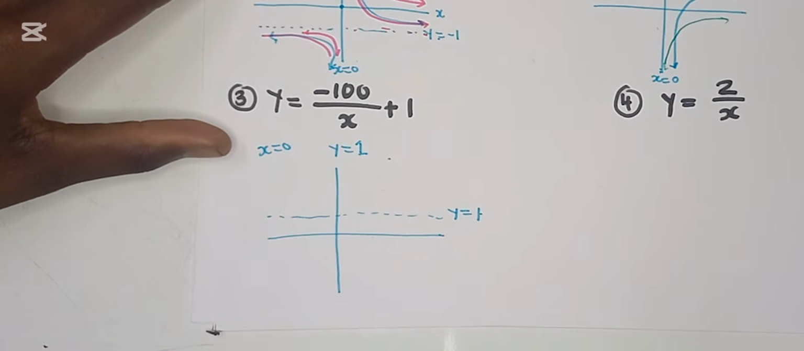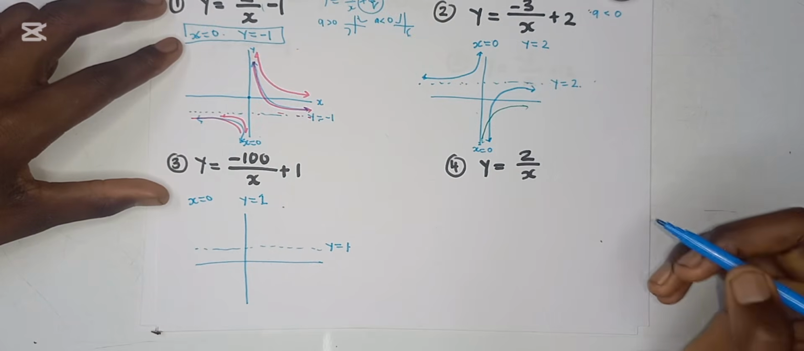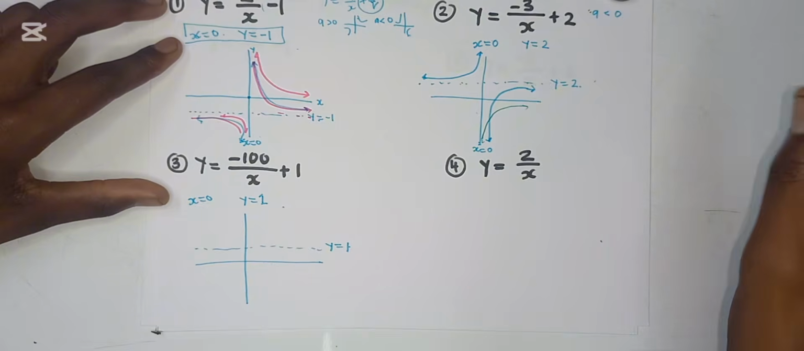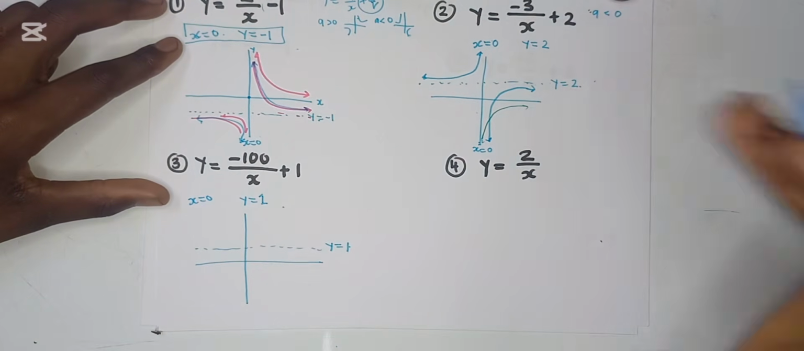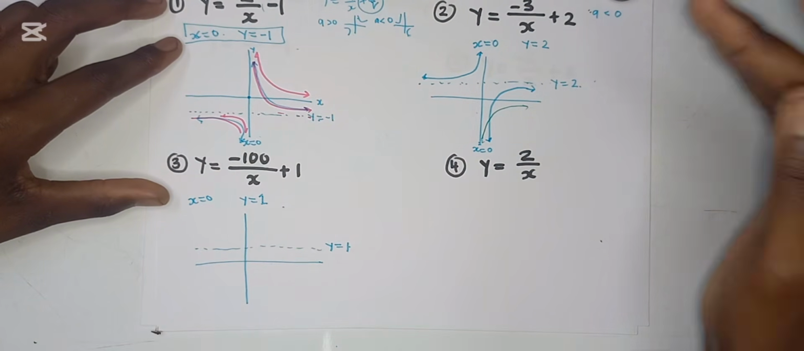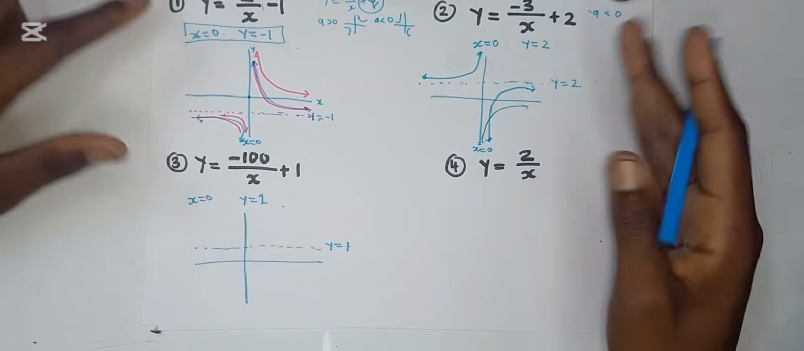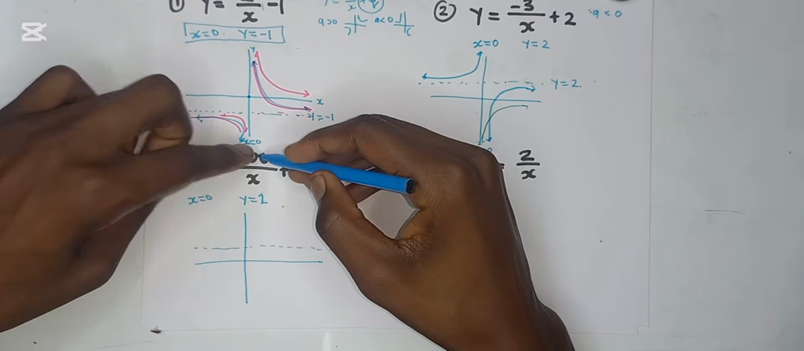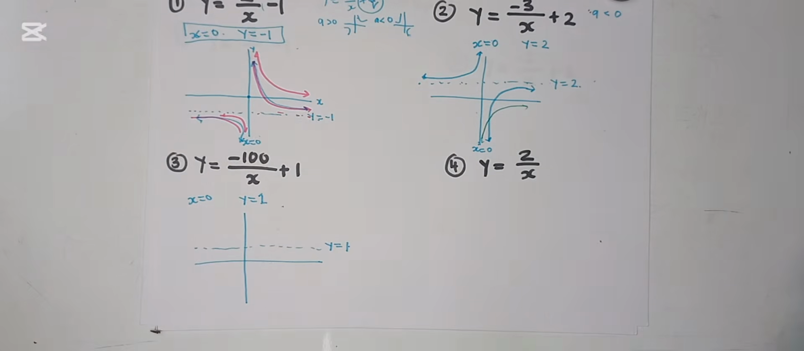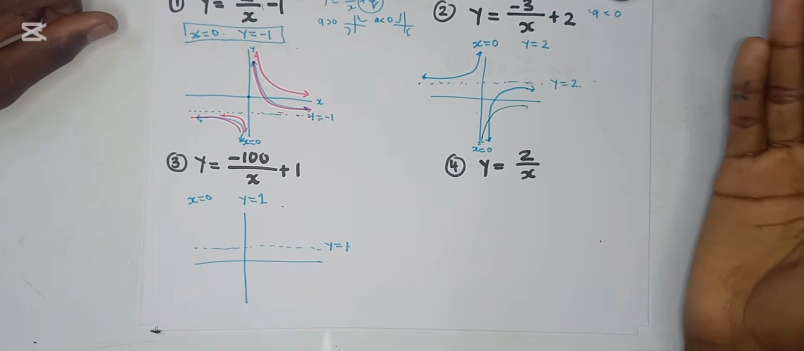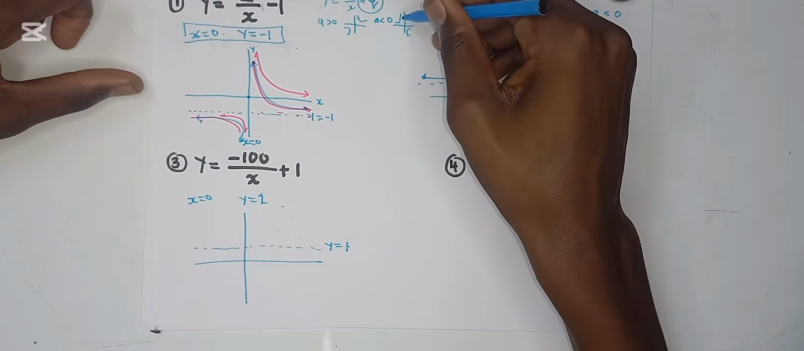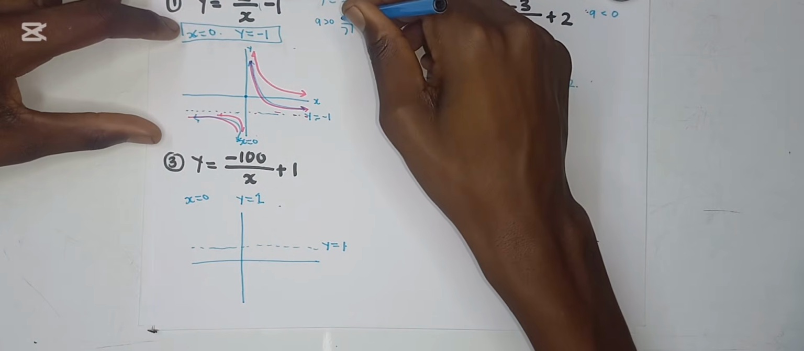And another thing that I want you to also note is that the value of a, the number that is there, does not matter. What matters the most is the sign. Is it positive or negative? So don't be worried when you find a number that is bigger or smaller. What you need to understand is the sign that is there. If it is negative, you know the shape is going to be like this. If it is positive, it's going to be like this.